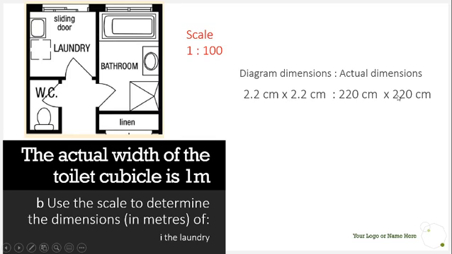So what do we do to get our actual dimensions? We times them by 100. So we've got 220. Now we say, well, we can't leave them in centimeters. We change them to meters. So your actual dimensions are 2.2 meters by 2.2 meters. So 1 is the width, 1 is the length.